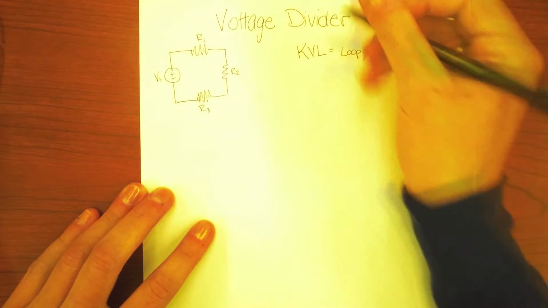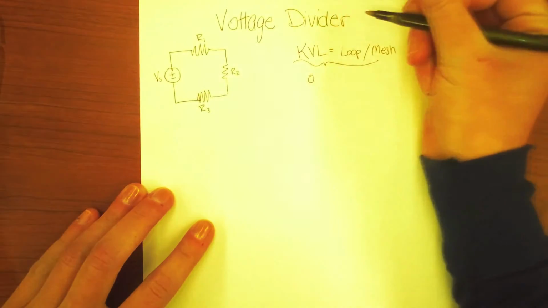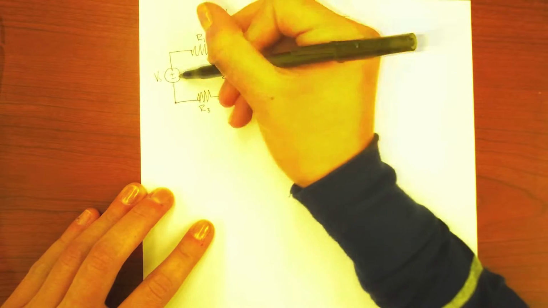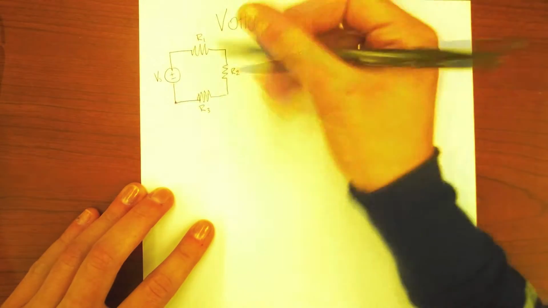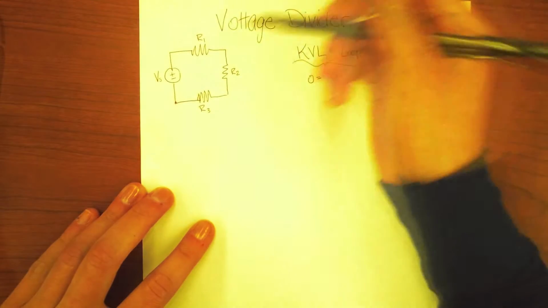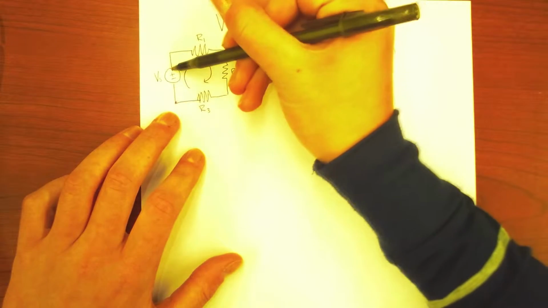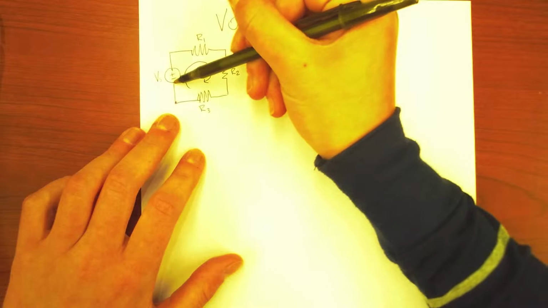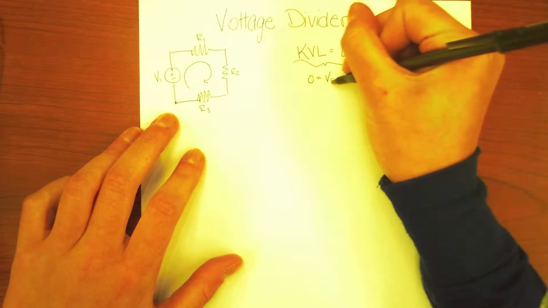Now remember how to do that: you're going to set everything equal to 0 when you're going in a loop. For example, if you're starting here and you're going into a loop, you want to set the sum of all the voltages across each one of these equal to 0. You can choose whichever way you want. Starting here, we're going to go across this voltage source. So we have a voltage gain because we're going from negative to positive, so it's going to be plus Vs.